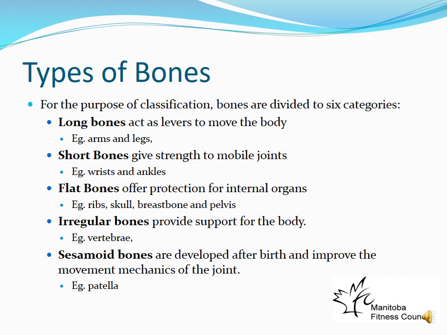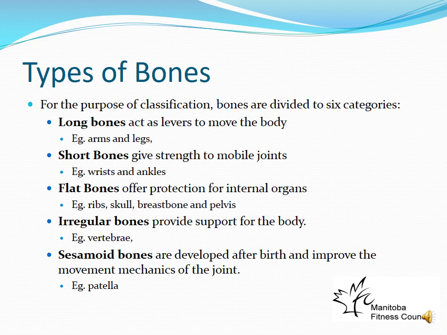The next thing we like to classify bones by is their shape. Okay, so their shape and what they do. So the first division we have are our long bones. Our long bones, the easiest example to think of are our arms and our legs. So in our upper extremity, that would be our humerus would be a long bone, our ulna would be a long bone, and our radius would be a long bone.